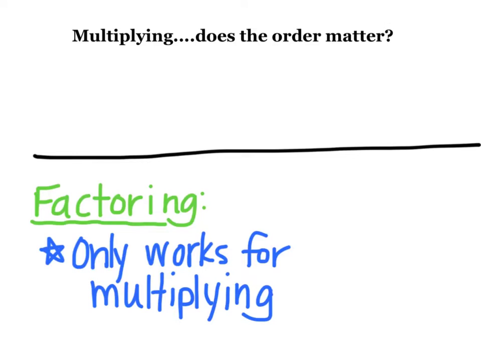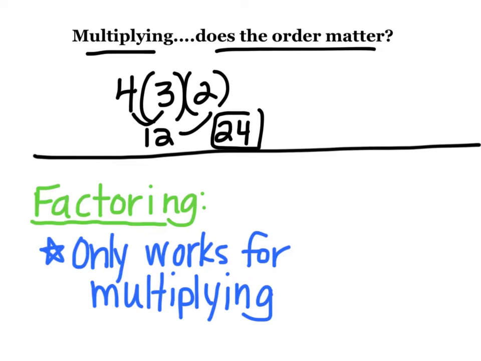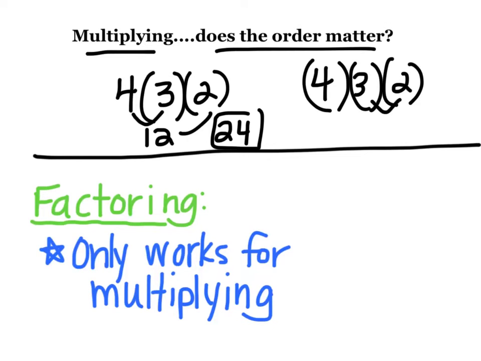Just as a quick refresher, when you're multiplying, does the order matter? If I was multiplying 4 times 3 times 2, and I did 4 times 3, which is 12, then times 2, which is 24, that's what I get. But what if I would have done the 3 and the 2 first? That'd give me 6 times 4, I still get 24. So just as a quick reminder, when multiplying, the order does not matter.